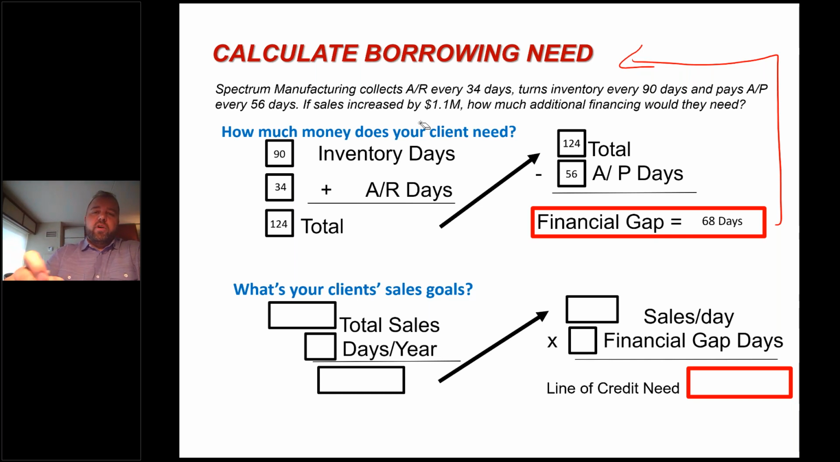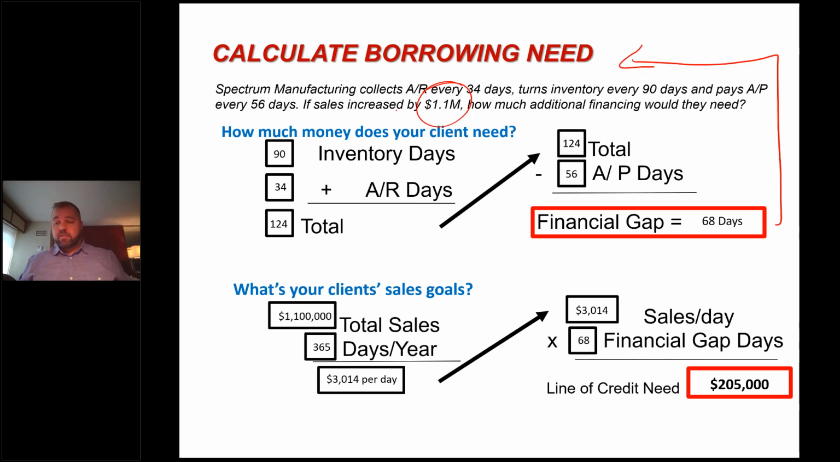Now we're saying, what if we increase by 1.1 million? If I take 1.1 million and divide it by 365 days, I'm taking my average new sales divided per day. So I'm breaking it down. It's this many sales dollars per day. That's $3,000 per day new that will be coming in. I take my $3,000, multiply it by my financial gap days, and that says I need a line of credit of 205,000. Boom.